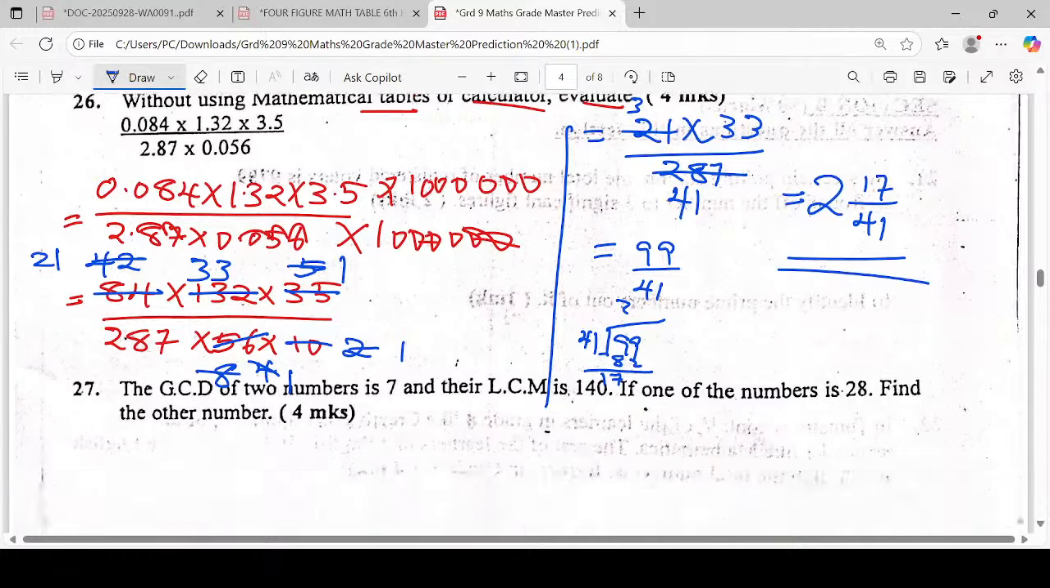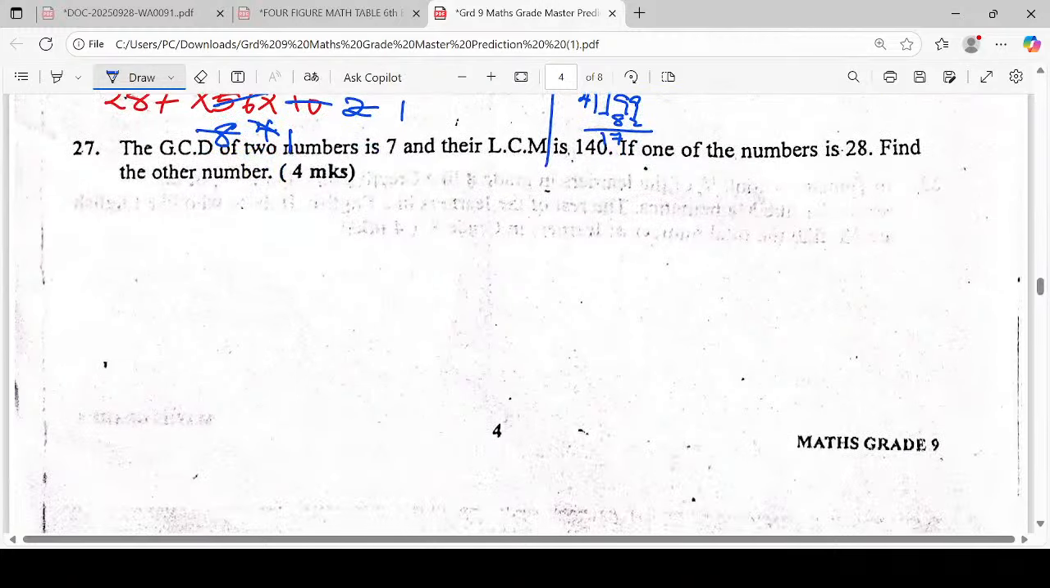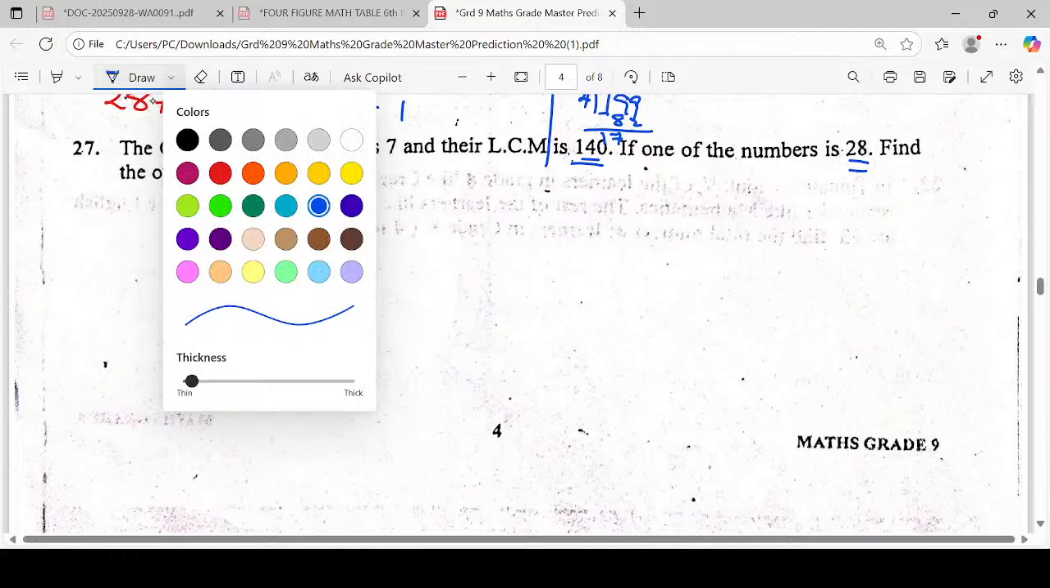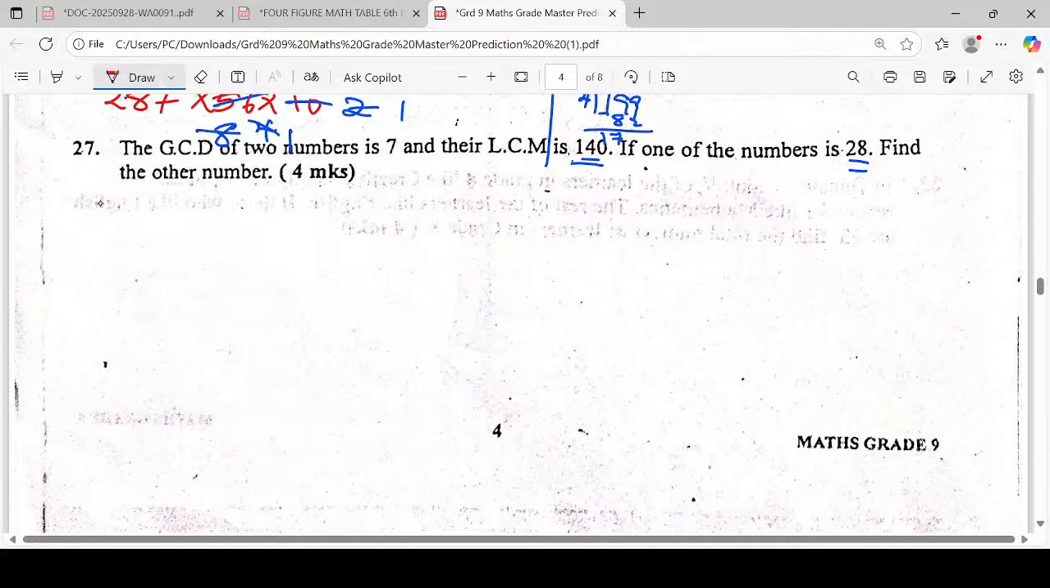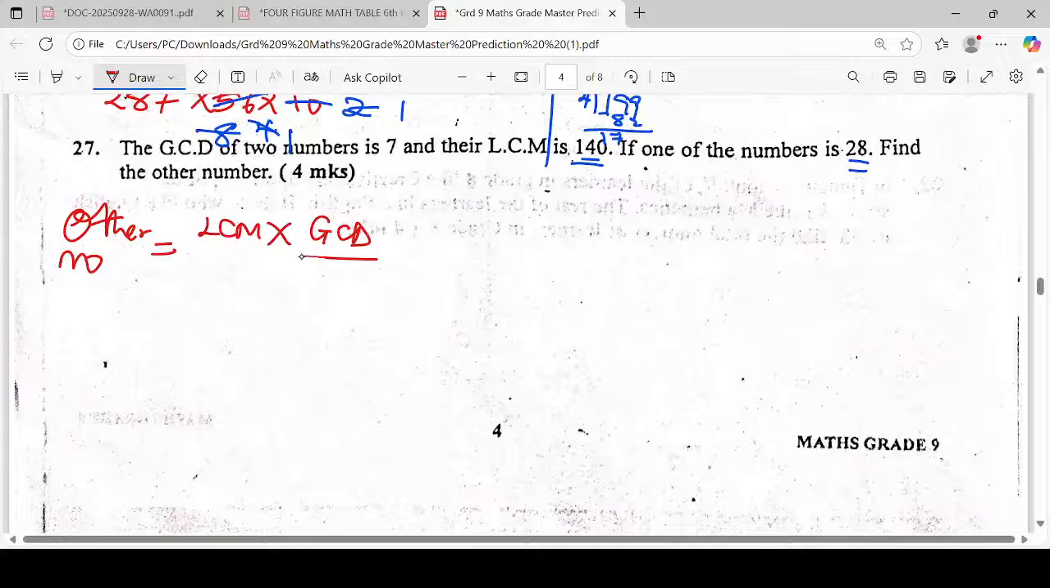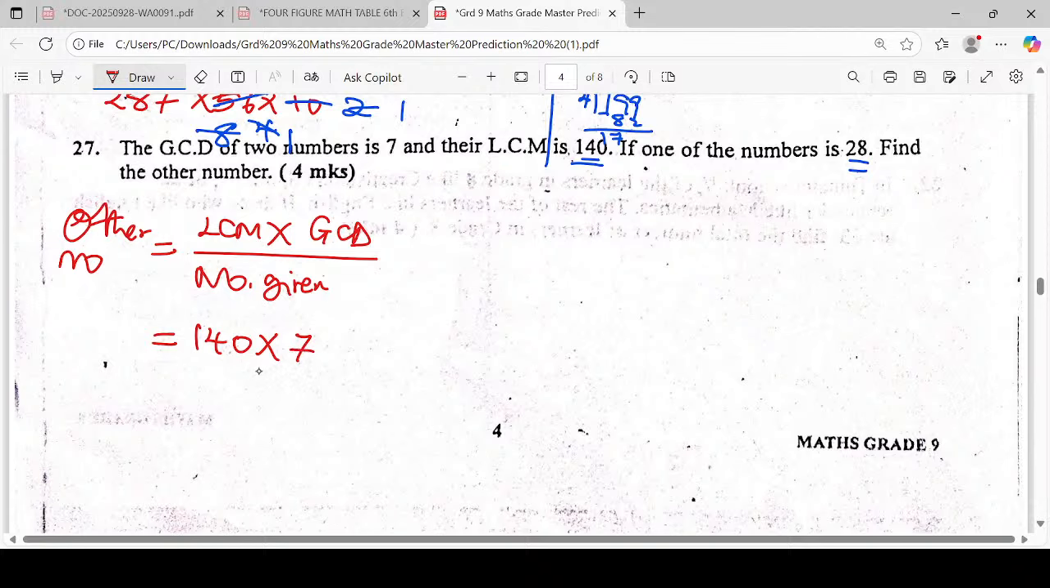That is question number 27. The GCD of two numbers is 7. Their LCM is 140. If one of the numbers is 28, find the other number. The formula is: when you want to get the other number, you take the LCM times the GCD divided by the one number given. So my LCM is 140 times the GCD of 7 divided by the number given, which is 28.